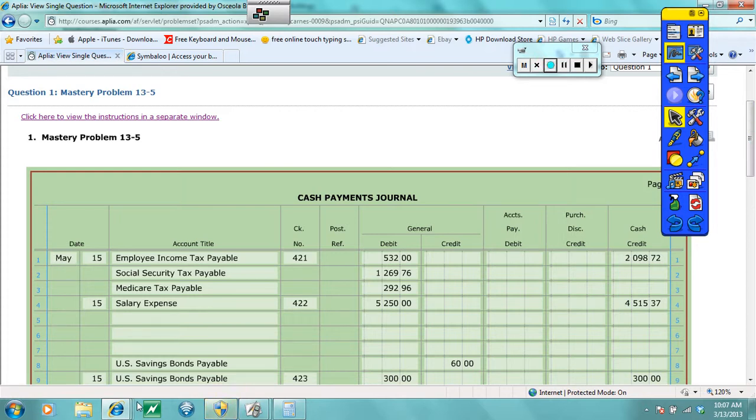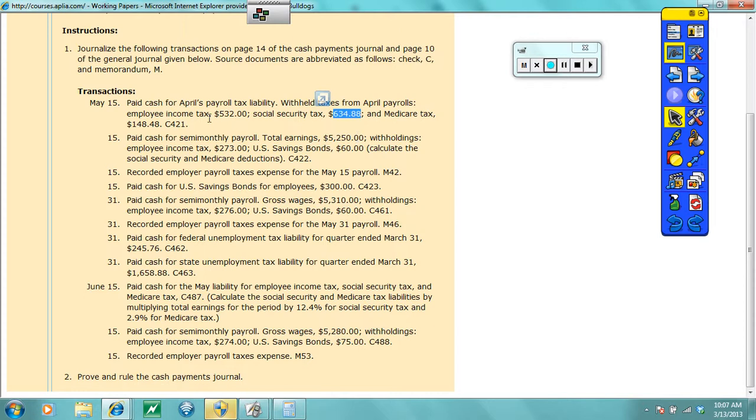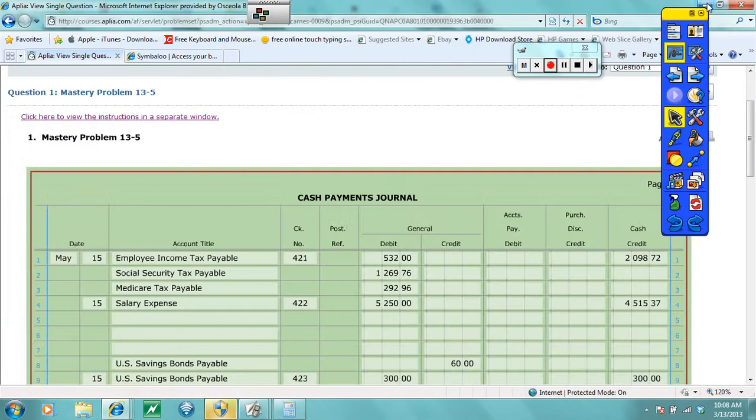Read your instructions as you go through. Here I want you to notice that you paid cash for the payroll tax liability. So employee income tax payable is exactly what you held out of the check. Social Security tax must be double. Medicare tax must be double because you held it out of the employee, and you as the employer have to pay the same amount too. Add those all together, and you come up with the amount. I've done a little bit of that ahead of time. Double, see that? That's double.